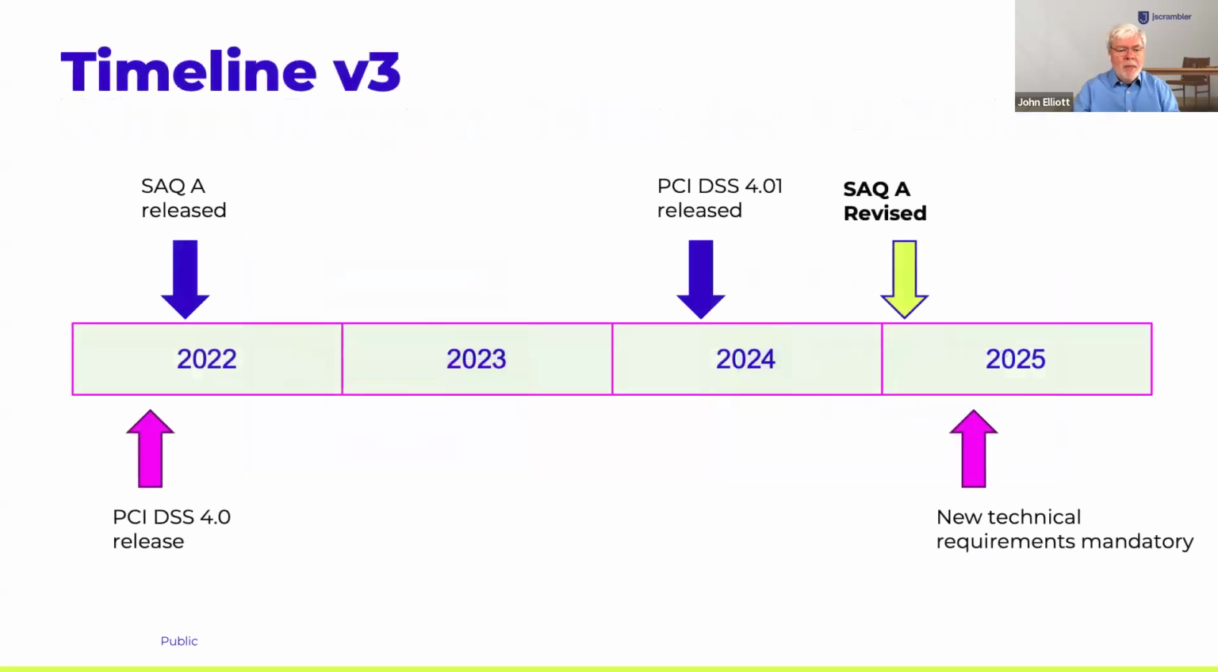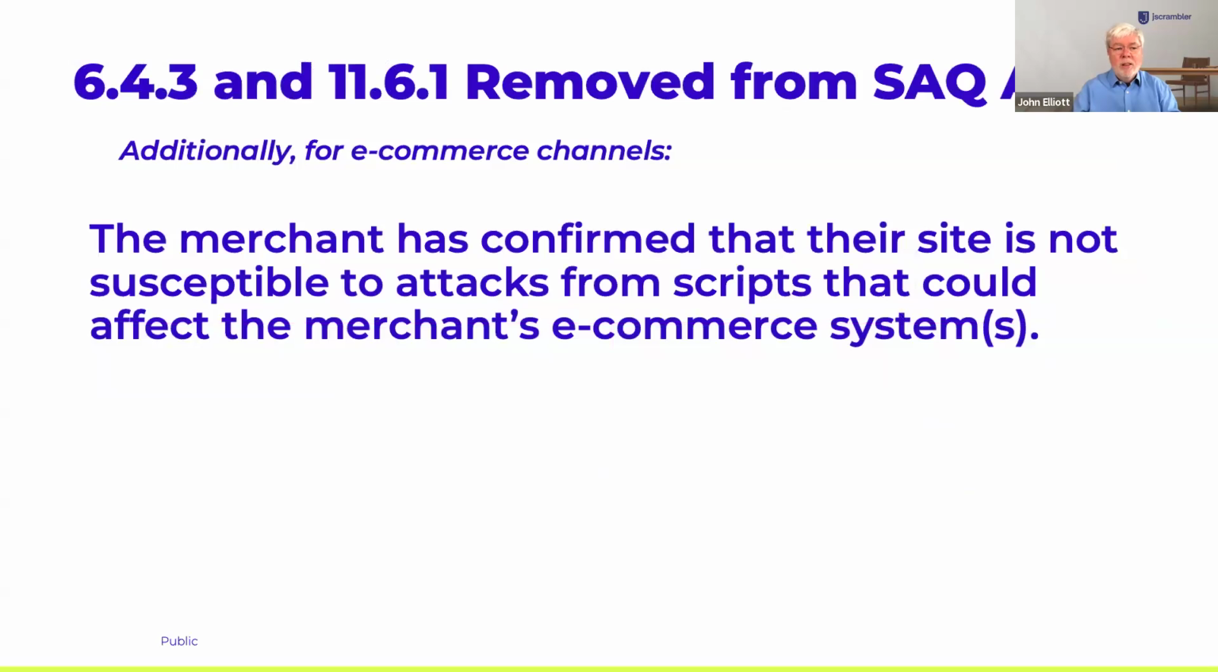And that was all very clear in about February. And then January this year, I think it was the 30th or 31st of January, SAQ A was revised. And the revision to SAQ A was that 11.6.1 and 6.4.3 were removed from SAQ A. And typically SAQ A is used by merchants that use a PSP's iframe, as long as the merchant can confirm that their site is not susceptible to attacks from scripts that could affect the merchant's e-commerce systems.